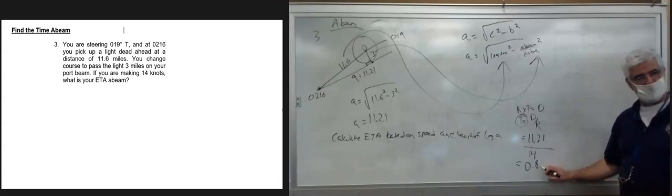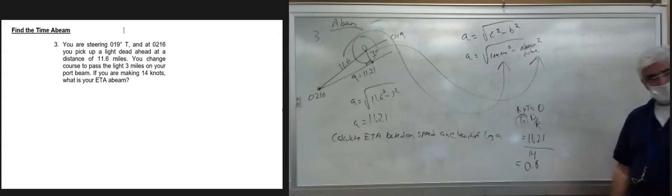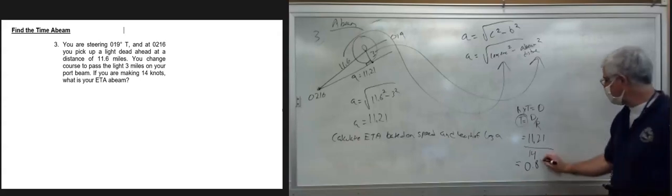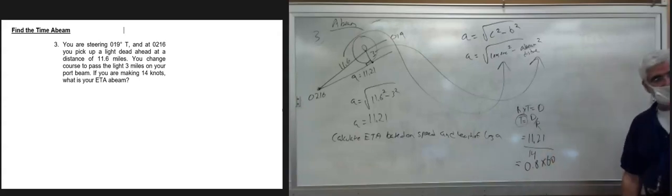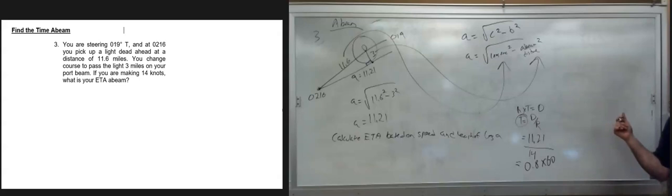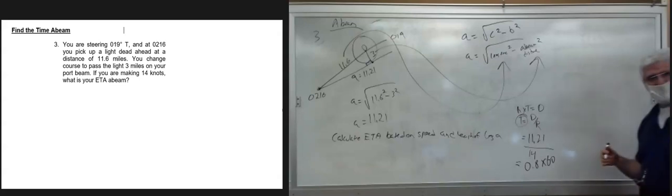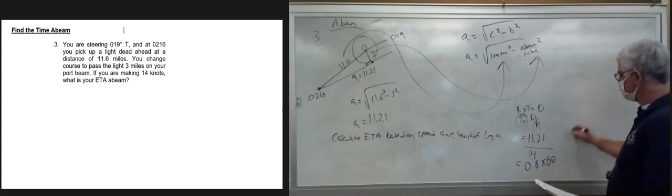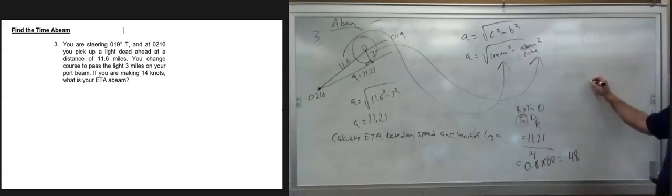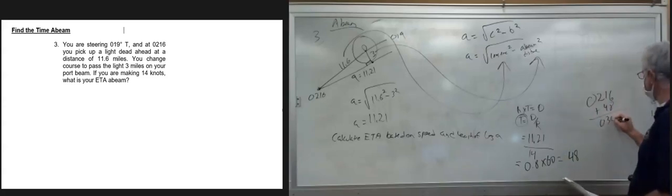0.8. What are the time units for that? Hours. That's hours. So if I want to get that to minutes, what do I have to do? I'm going to multiply it by 60. Did I divide by 60 in the last one? I hope not. Anyway, multiply by 60. So what does that equal? 48. What time did I start? 0216 plus 48, and you get 0304.